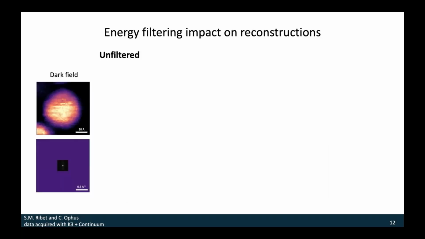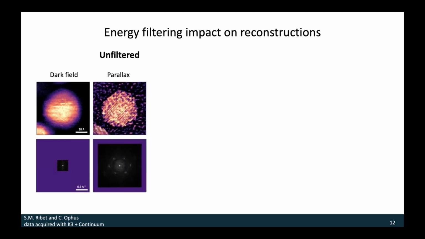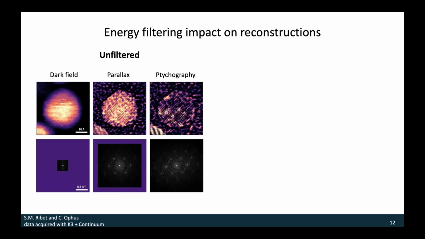And we're starting with the unfiltered case, we can do our dark field reconstruction. We don't expect this to be very good because of our defocus and our real space sampling. We can do our parallax, and this is a nice reconstruction where we can start to see some of the features in the lattice spacing in our parallax. And then ptychography, which is better. We see higher resolution reconstruction.